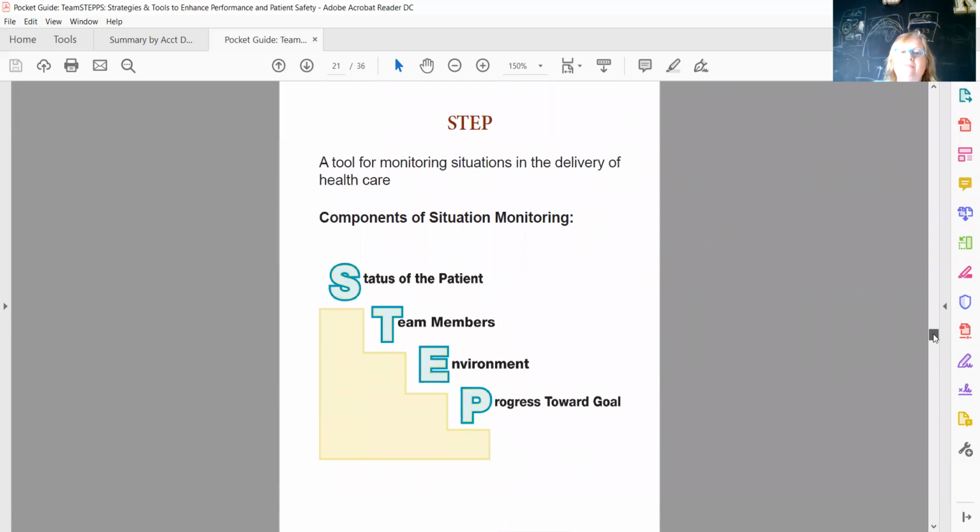We also have a tool for monitoring situations that is really critical. Lovely tool called STEP. And this helps us with understanding how situation monitoring can be brought into every situation. So STEP is status of the patient, the team members who are involved, the environment, and how are we progressing towards our goal.